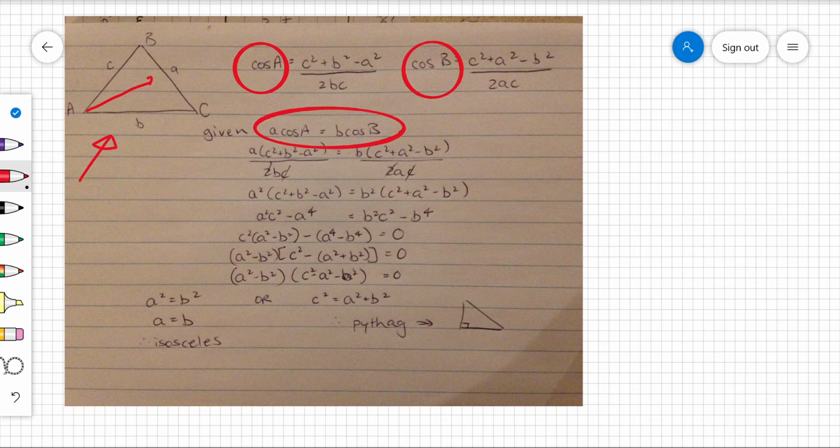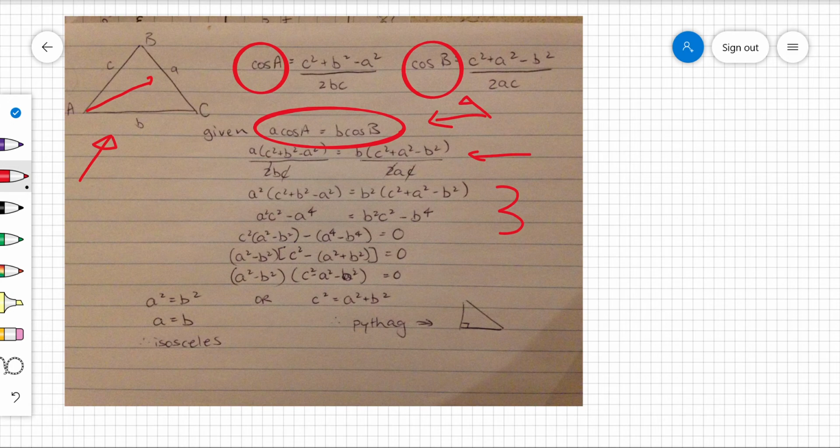Now, I do exactly what it tells me to do. I'm given a cos A equals b cos B, so I use these equations and I put that into the given condition. So this is what we get. We just simplify it. There we go, simplify, simplify as we go down. And I'll put everything on one side because that's what we usually do to solve, for instance.